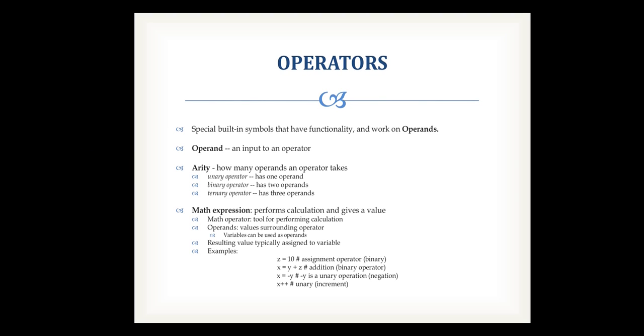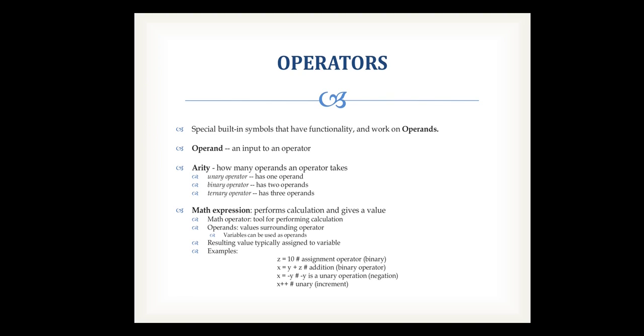Next one is operator. There are some special built-in symbols that have functionality and work on operands. Operands are the input to an operator. Next one is the arity. How many operands an operator takes is called arity. First arity is unary operator. Second is binary operator. Third one is a ternary operator.